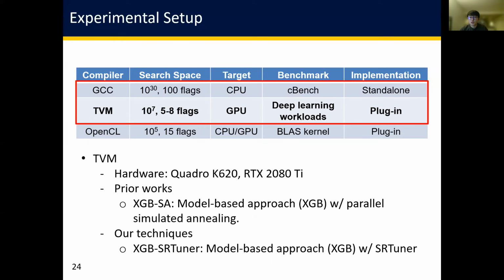As this approach also requires a pure search method as its core search algorithm, TVM's model-based approach adopts an ensemble method with parallel simulated annealing and random search. For comparison, we plug our method into the model-based approach and denote it as XGB SRTuner.